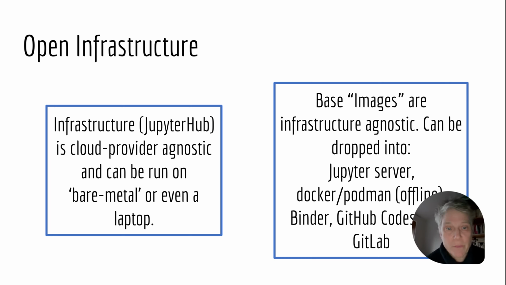A really nice thing about JupyterHubs is that it is open infrastructure. It's cloud agnostic. It's all open source. You can put it on any cloud provider. It's very well community supported. They're easy to install and set up. A nice thing about the images also is that they too are infrastructure agnostic. You can drop it into the JupyterHub and spin that up, but you could also run that on your computer using Docker, Podman, run it on Binder, GitHub Codespaces, GitLab.